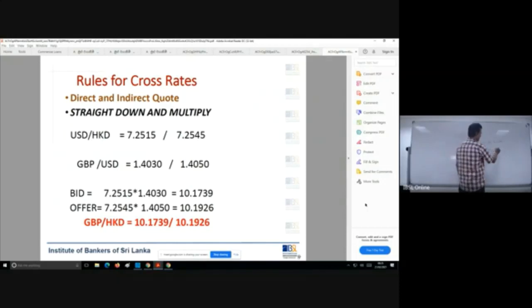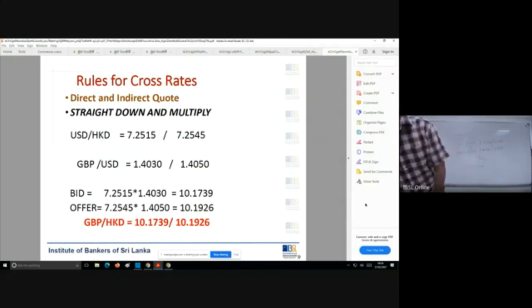Then 1.4050. Now, what does it mean? Take this one. 1 GBP equals 1.4030 dollars. That we can understand. Now, how do you work out how much $1 equals in GBP? Simple arithmetic calculation: 1 divided by 1.4030. That's simple arithmetic, right?